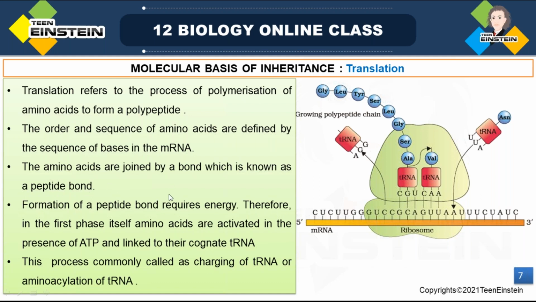The amino acids are joined by a bond, and that bond is called peptide bond. No doubt, amino acids are joined by peptide bond, and this peptide bond formation needs energy. So amino acids are joined by peptide bond, and the formation of that peptide bond needs energy.